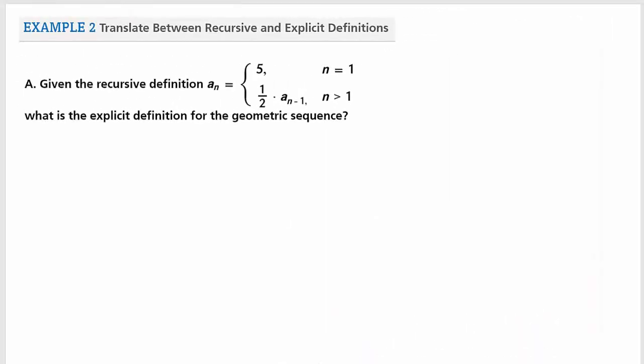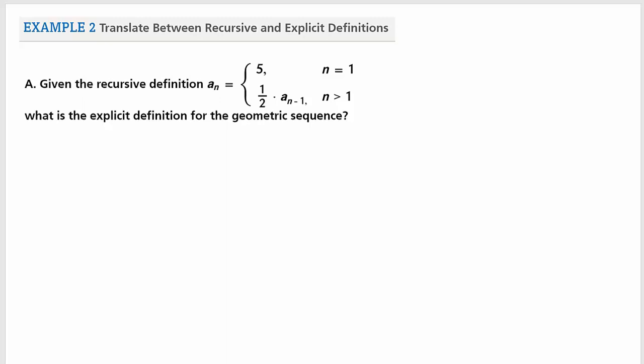In question 2, we're asked to translate between the recursive definition, which is what we're given in this question, and the explicit definition. As a reminder, the recursive is used when you have the value of the preceding term. That is the only way you can use the recursive.